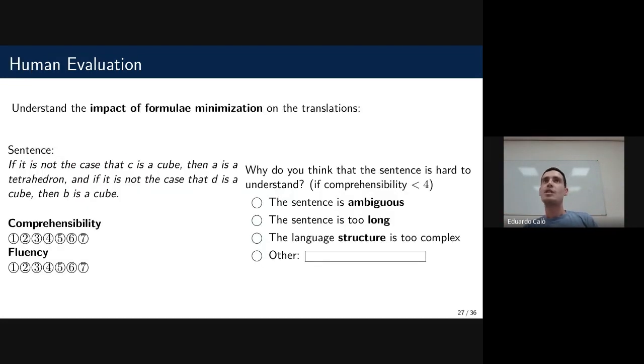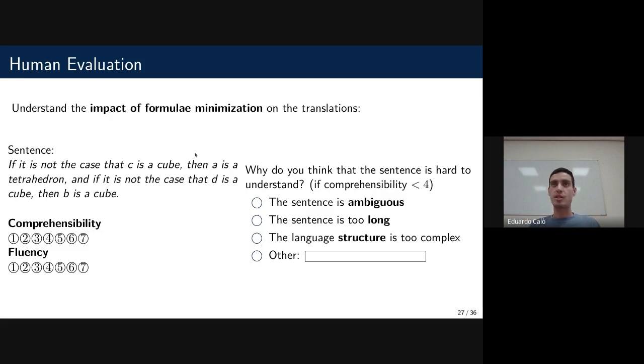little bit. So to understand properly the impact of formulas minimization on the translations, we went for a human evaluation. This human evaluation works like this. We gave a sentence, and we asked evaluators to rate comprehensibility and fluency on a 7-point Likert scale. And if the comprehensibility of the sentence was rated below 4, so 1 to 3, we asked them why the sentence was not comprehensible. And we gave them 3 options plus 1 free: ambiguity, length, and structure of the sentence.